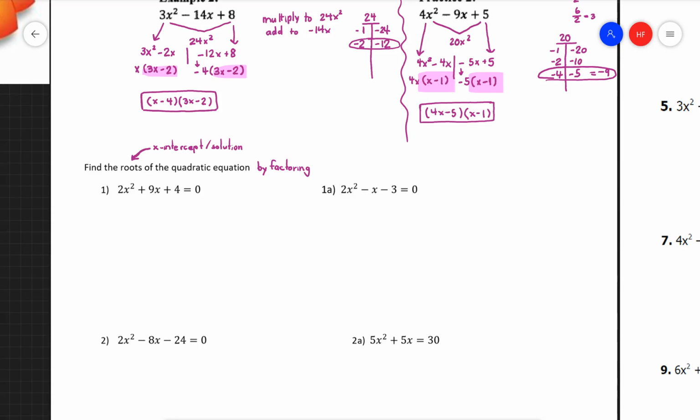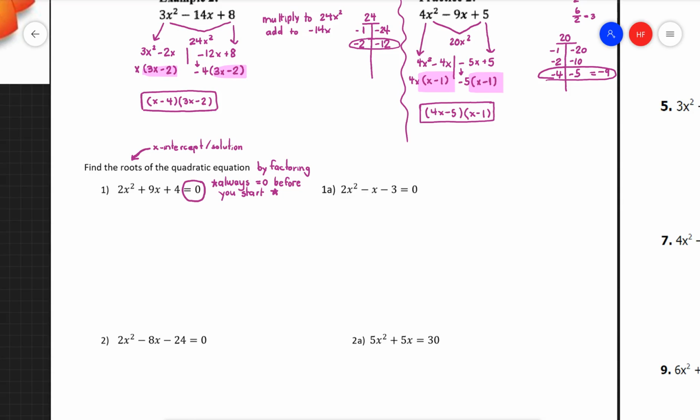So 2x squared plus 9x plus 4 equals 0. This is important. Always make sure before you start to factor that it equals 0. So it looks like on all these examples, oh, no, not on 2a, that you have equals 0, so you can just start factoring. If you have something like 2a, then you do need to start by moving things over so that way you have equals 0.